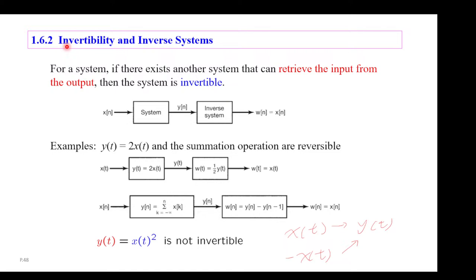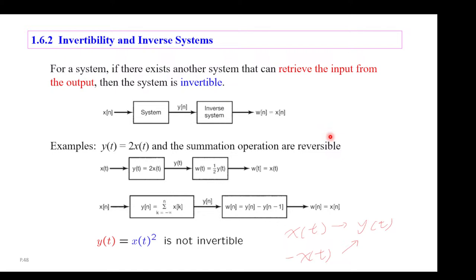So what do we mean by invertible? The operational definition is very easy. You have a system, and if there is an inverse system that can invert whatever you do in this system, then your system is invertible. That means your system has some input x of n and output y of n, and if there is an inverse system that takes y of n and gives you x of n back, then the system is invertible.